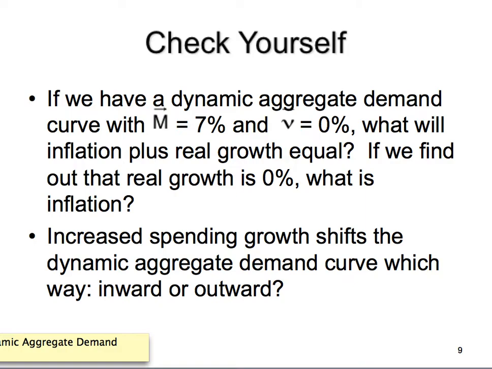So here's a check yourself. If your aggregate demand curve has a money growth rate of 7% and a velocity growth rate of 0%, that means aggregate spending is growing at 7%. So inflation and real growth have to add to 7%. If real growth is 0, that means inflation is 7%. If spending growth increases, it will shift dynamic aggregate demand outward to the right.